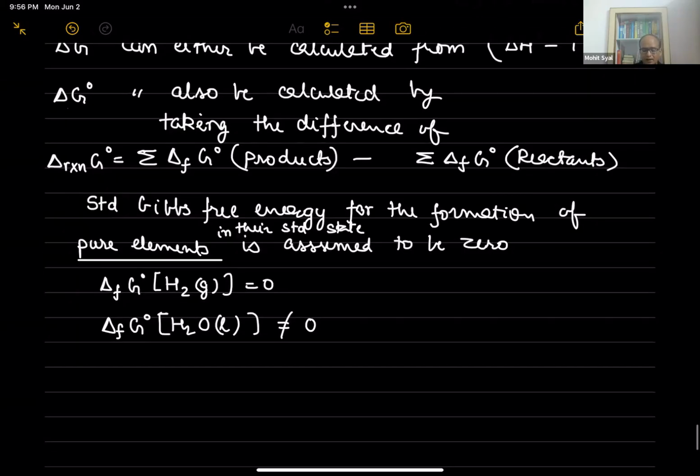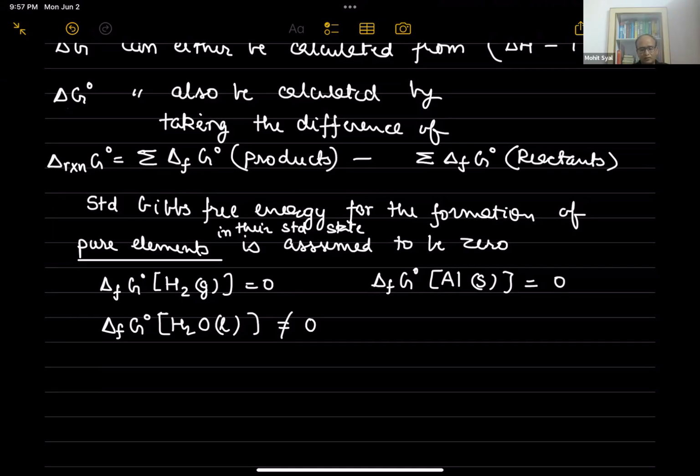So the standard Gibbs free energy of formation of pure elements, for example aluminium. What is the standard state of aluminium? Is it liquid, gas, or solid? Solid. Aluminium is a metal, we all know that. Aluminium foil we have seen. It is taken this way in its standard state. Be careful, it should not be aluminium in liquid state. That is not zero. That is not its standard state.